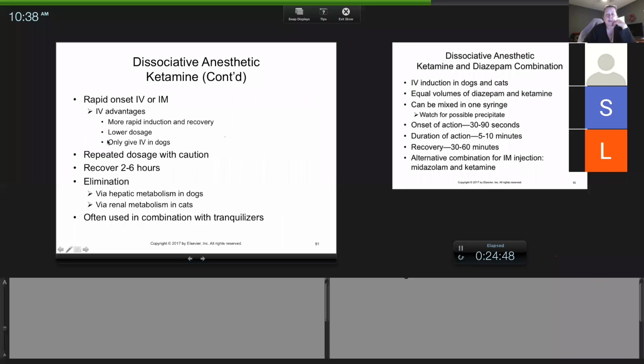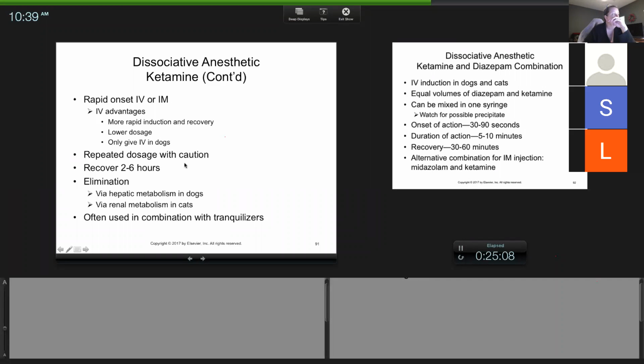Really in dogs, now it says there's a note here, only give IV in dogs. If you're going to give ketamine in the muscle of a dog, you're not going to get good relaxation effects unless you combine it like with midazolam or a heavy sedative like acepromazine. So most of the time you do it.